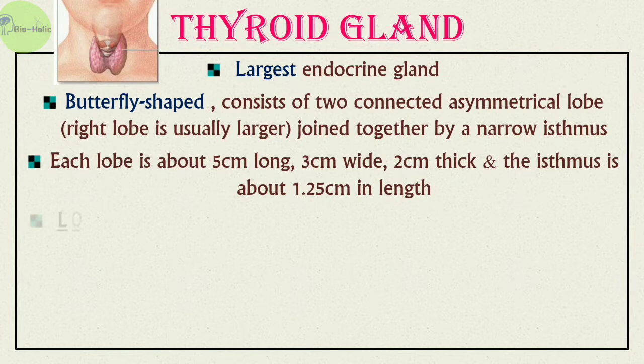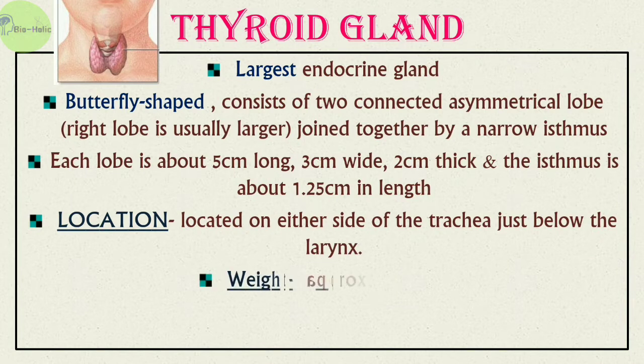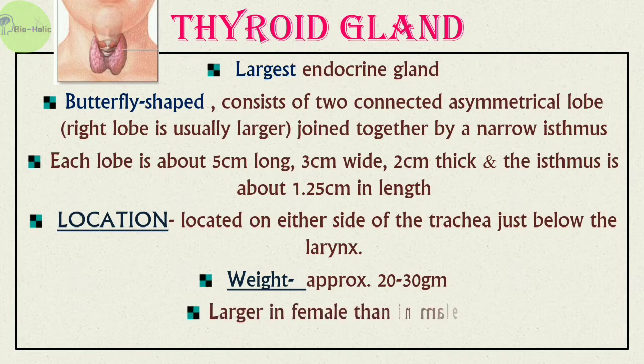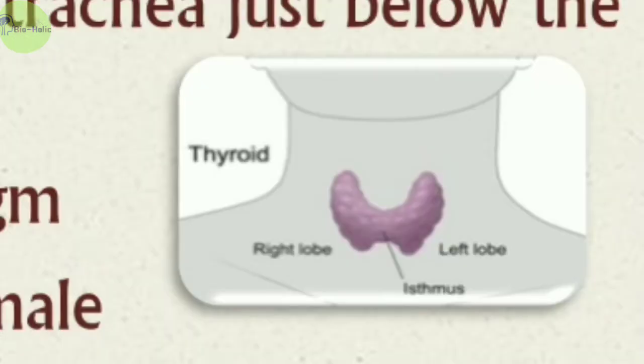in length. And the thyroid gland is located on either side of the trachea, just below the larynx. The weight of thyroid gland is approximately 20 to 30 gram, and it is generally larger in female than in male. Okay, so here you can see the right lobe, left lobe and isthmus present in the thyroid gland.